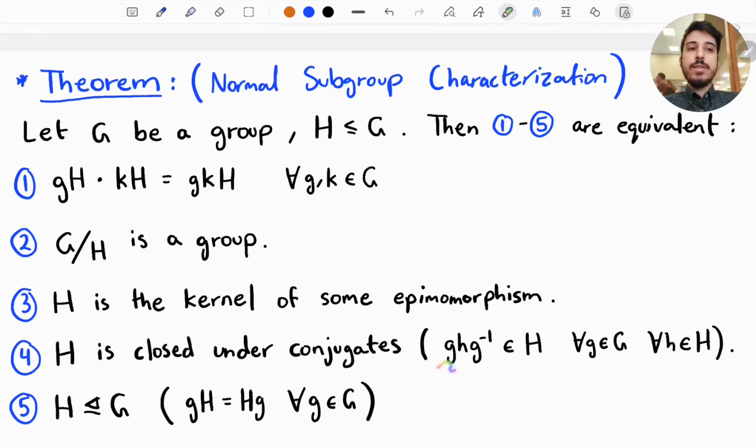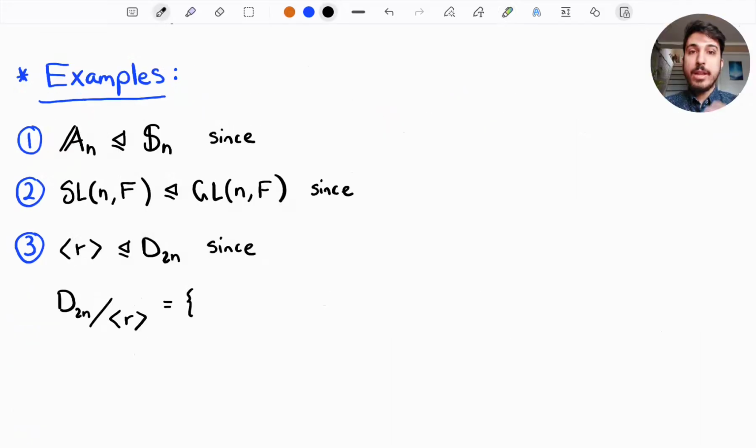So this is what it means to be closed under conjugates. And usually this is the most direct way to prove that a subgroup is normal. It's just to check the conjugates and see they're all inside H. Number 5, of course, is that H is a normal subgroup of G. Therefore, finishing the statement of this theorem. Again, if you'd like to know the proof, it will be done in the next video, so stay tuned for that. Now that we have provided a complete characterization of normal subgroups, it is time to look at some examples.